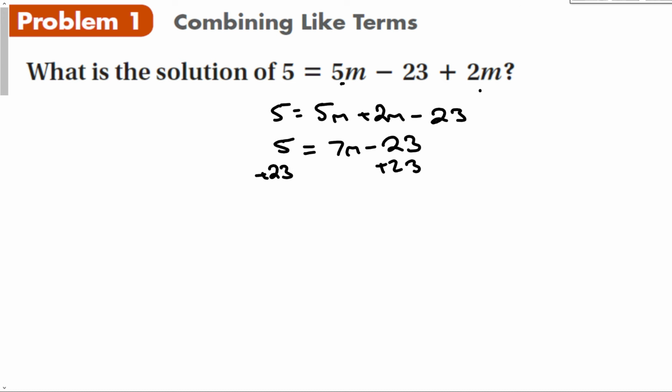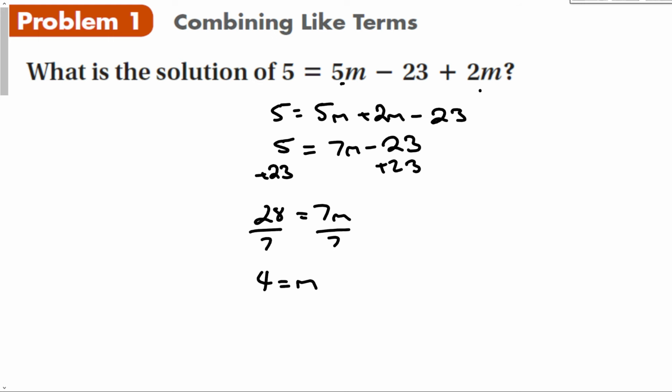Okay, remember our goal is to get the variable by itself. So after we combine the like terms, we're going to be doing our inverse operations, and we're going to be doing them reverse from the order of operations. So add 23 to both sides, and we get 28 is equal to 7m. Divide out the 7 because it's 7 times m, and we get that 4 is equal to m.